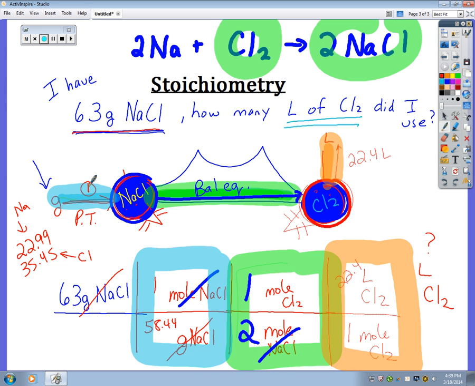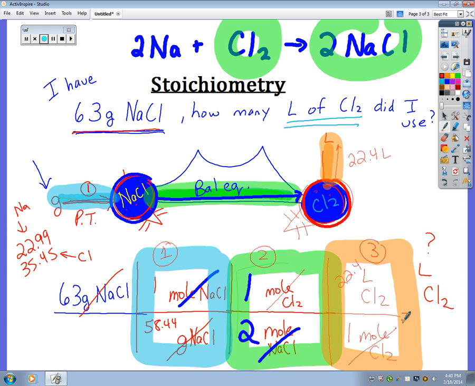Right, this is 1 right here, changing grams of what I have to moles of what I have. This is my second part, using my balanced equation bridge, changing moles of what I have to moles of what I need, chlorine. And what's my third step? Look what happens. My moles of chlorine cancel, and I'm left changing moles to liters.